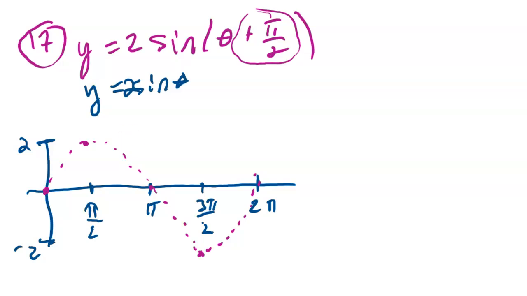So I'm going to put a negative pi over 2 in here, and therefore this point here is going to shift over pi over 2. So boom. And this point's going to shift pi over 2. And this point's going to shift pi over 2. And this point's going to shift pi over 2. And this point's going to shift pi over 2. And then we have this kind of relationship.